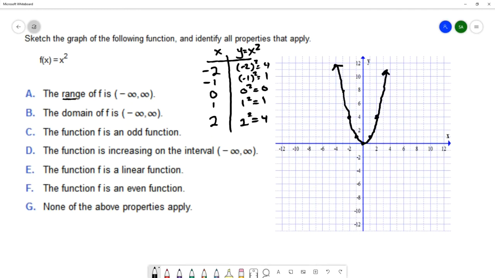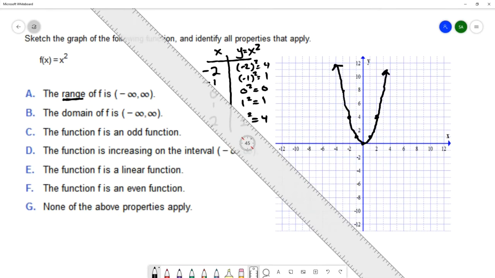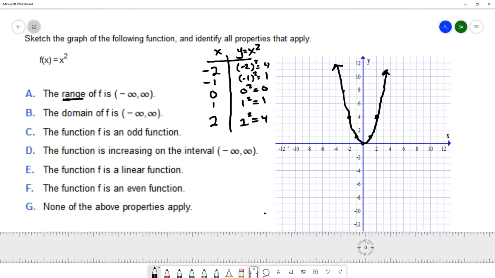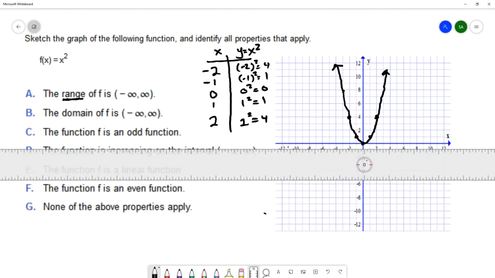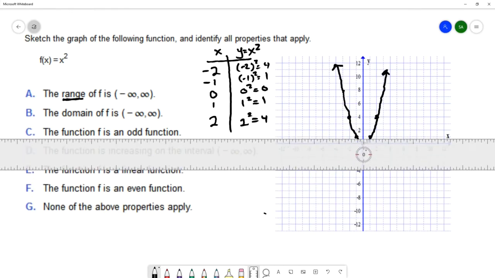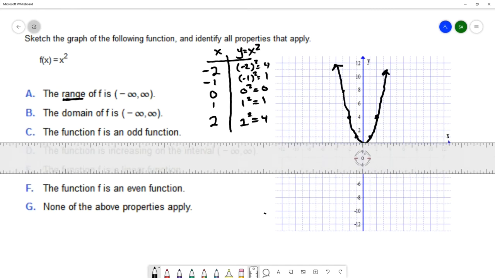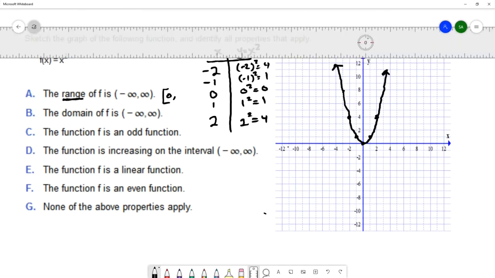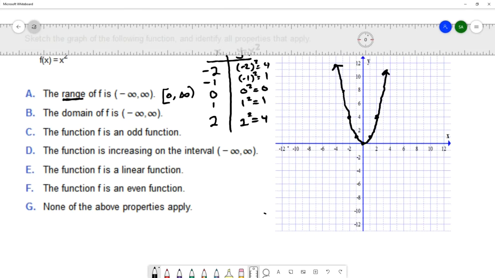The first property says that the range of our function is -infinity to infinity. So I'm going to use my ruler to identify the range. The actual range doesn't start until we get to this vertex at (0, 0). So our range actually starts at 0 and goes to infinity. And so I would not select property A.